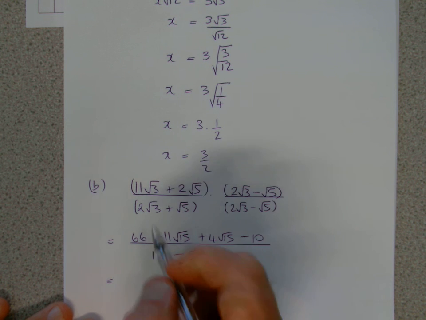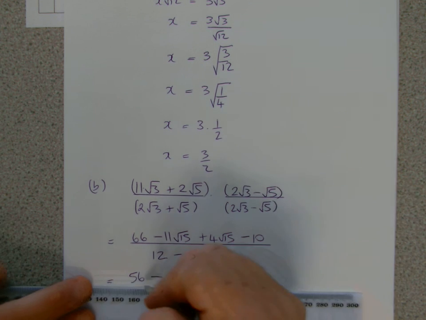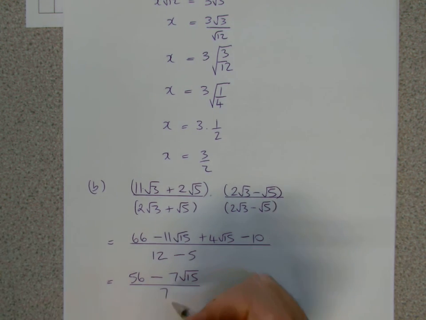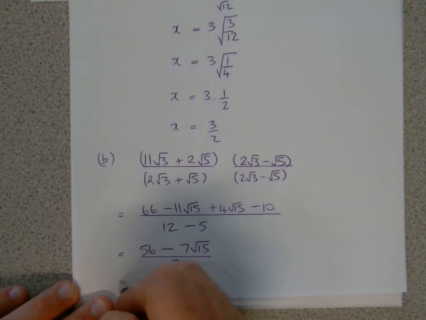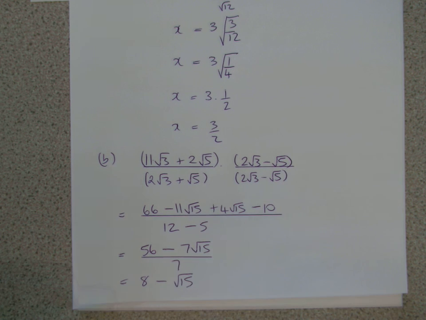Okay, so we get 66 take away 10, which is 56. Minus 11 plus 4 is minus 7, root 15. And that's all over 7, and of course 7 does divide into both of those terms there. 56 divided by 7 is 8, and then 7 divided by 7 is 1. So we have just the root 15, so 8 minus root 15 is our answer.